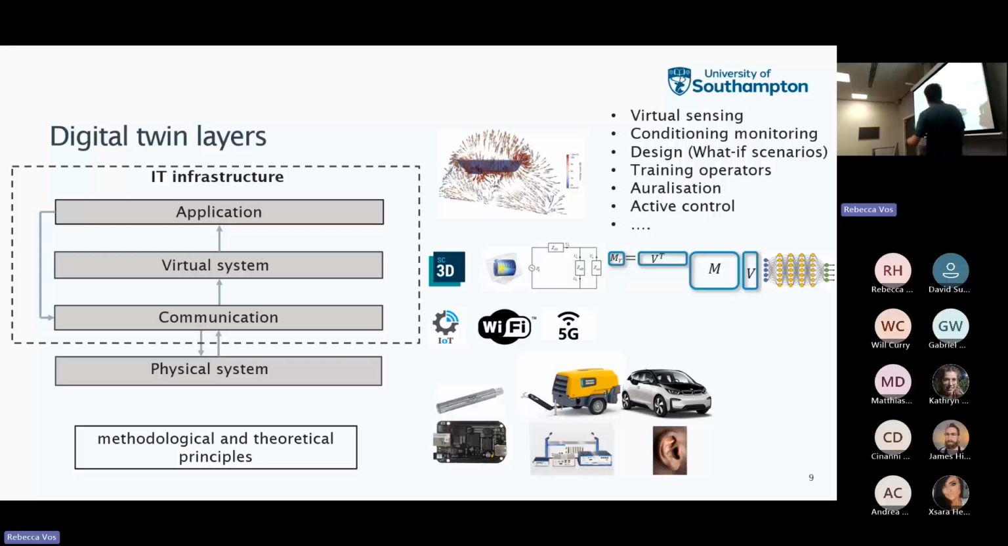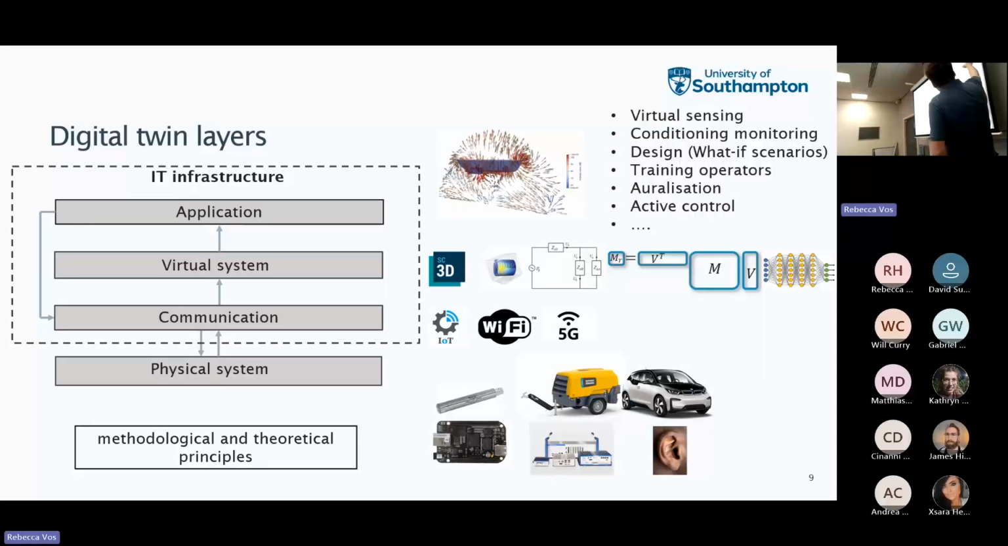And then most importantly, we have the application layer. This is what we would say is the added value of a digital twin. So what does it bring to the table that we don't already have in the system without this digital twin? There could be a lot of potential applications. One that I will show you later is what we call virtual sensing, which is a monitoring approach where, with a few sensors and this virtual system, we can extrapolate the sensor data to the full field. So we can do full sound field predictions or vibration field predictions.